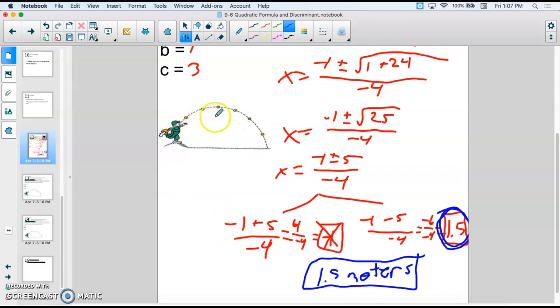Now, if we look at this parabola, this would be 1.5 where it hits the ground again. And then if we go all the way back, he started here, but if we keep the graph going, if we were able to reverse it, the ball would land on the ground 1 meter behind him.